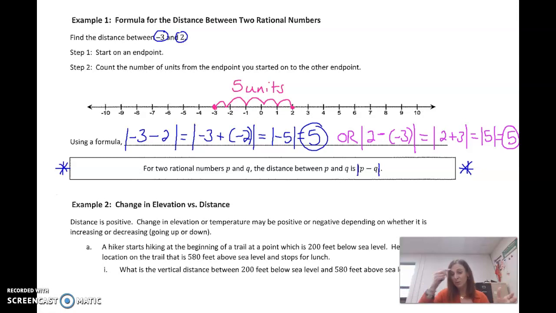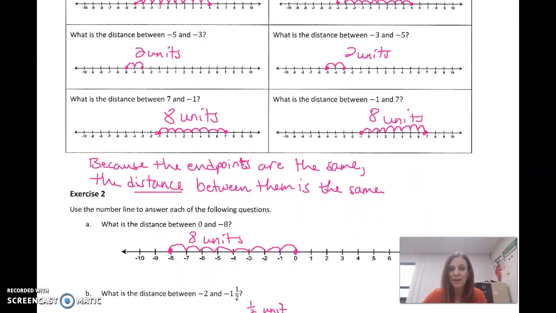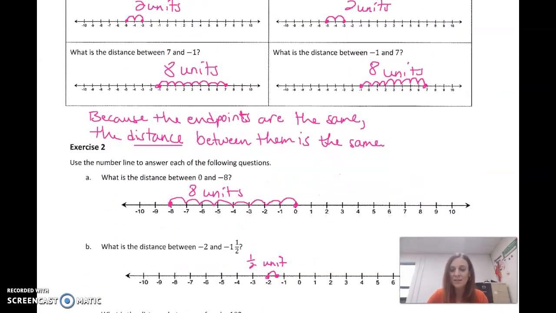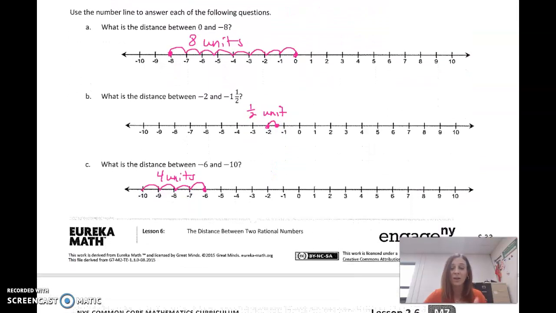We can find the distance between 2 points by using this formula, and it doesn't matter which one you put as P and which one you put as Q, because remember, if I scroll all the way back up here, we said because the endpoints are the same, the distance between them is going to be the same. So it doesn't matter which one you put first. This is why I wanted to come back up to these problems here. We've done it on the number line. Let's see if our P minus Q formula works.